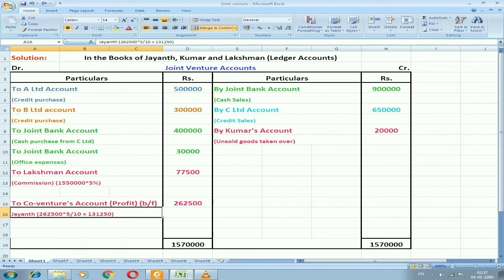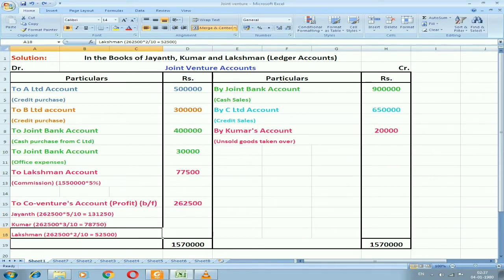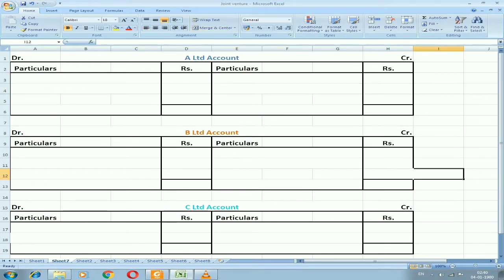2,62,500. For Jayant, it will be 1,31,250. Then for Kumar, 78,750. And for Lakshman, it will be 52,500. So these amounts are supposed to be transferred to the co-ventures account. Before that, let us record the creditors and debtors accounts: A Limited, B Limited and C Limited. Let us record that first. So let us complete the A Limited account.